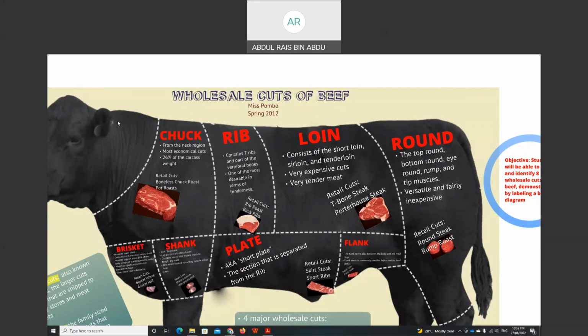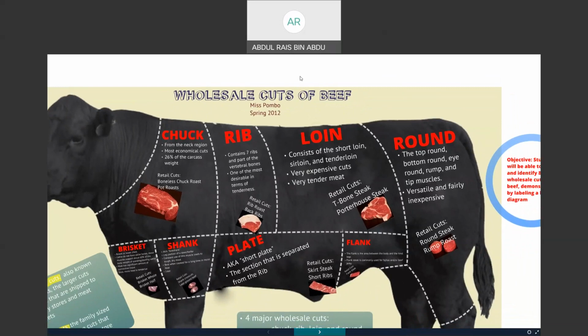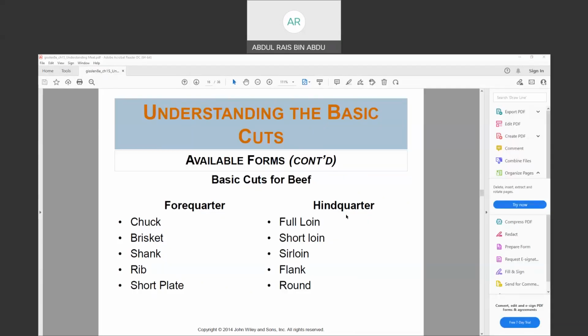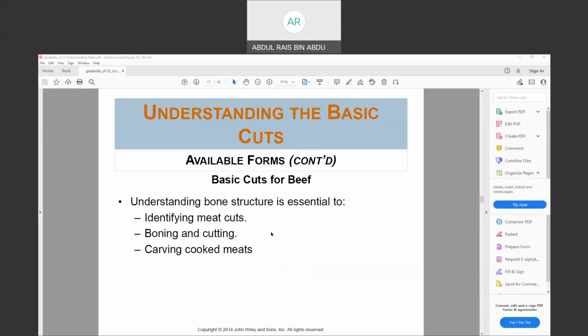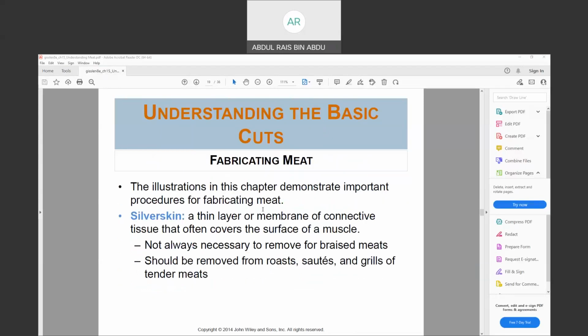Dia ada bahagian fore quarter dan juga hind quarter ya. Right? Take note because mungkin akan keluar dalam exam lah the different parts of the cow. Okay, let's continue. Yang ni boleh baca sendiri. Alright, fabrication meat.